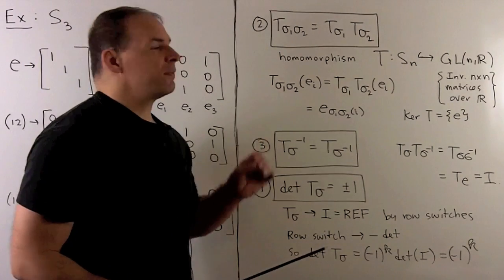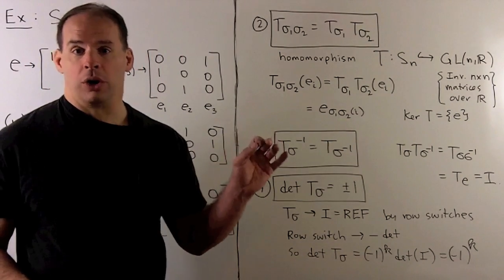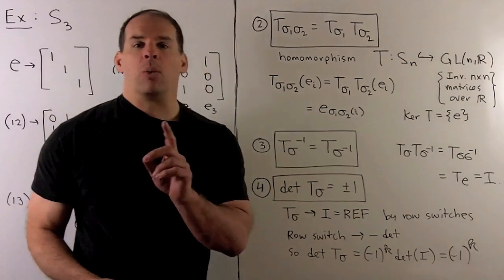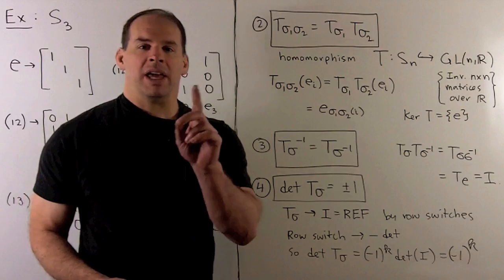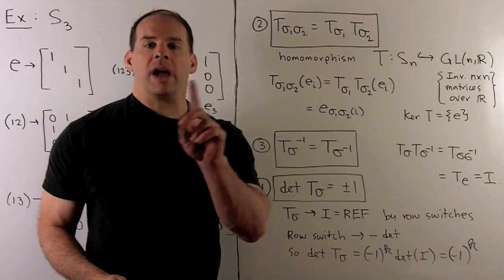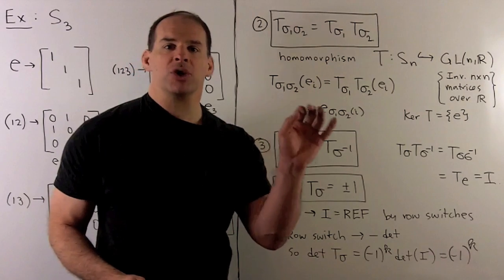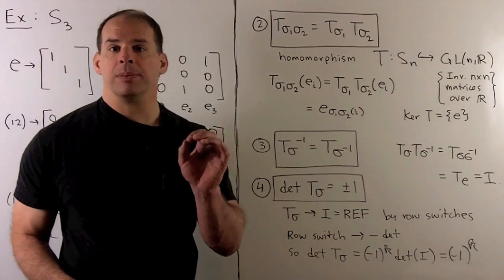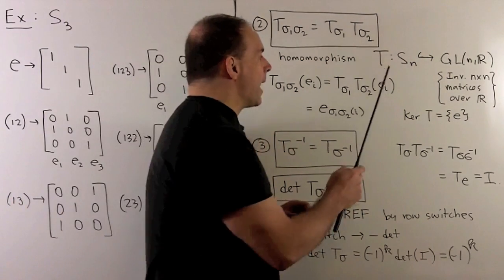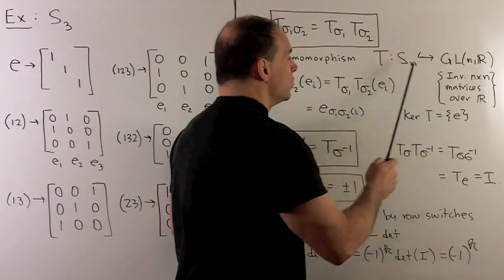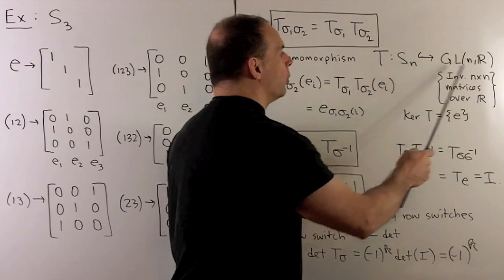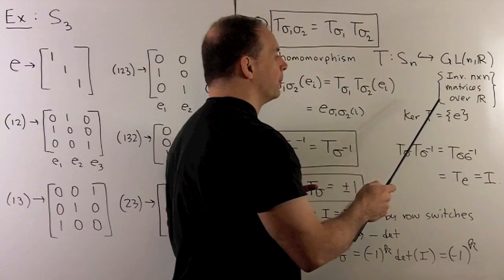Now, because we have a homomorphism, we can ask, what's the kernel? Here, the kernel is going to be the identity. So if you think about what our permutation does, it takes the identity matrix and shuffles the columns around. The only way I can shuffle the columns around and get the identity matrix is if I use the identity element. So the kernel is the identity. Now that says our map T is 1 to 1. So we can think of S sub n as a subgroup in our group of invertible matrices.